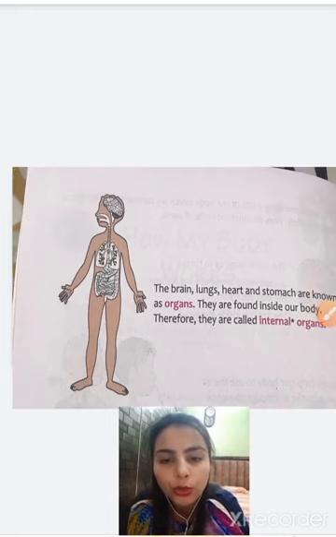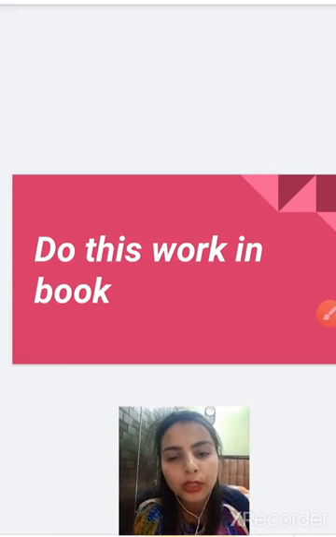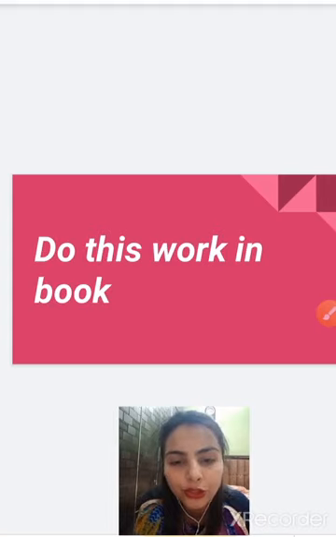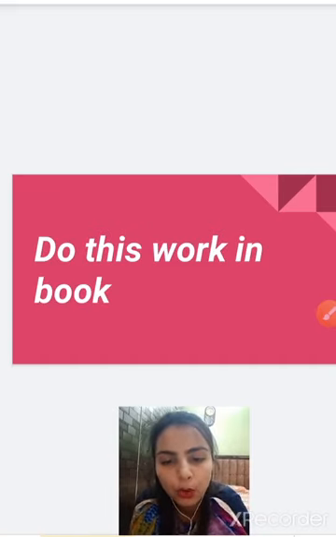Now we are going to do the work. Do this work in your book. So take out your pencil, eraser and sharpener. Sharpen your pencil first and then start writing. Do this in your book.